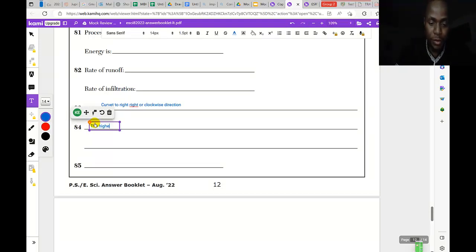The higher the latitude, the higher the deflection, or you can say the Coriolis effect. The higher the latitude, the higher the deflection, or Coriolis effect. That's it. Easy peasy.